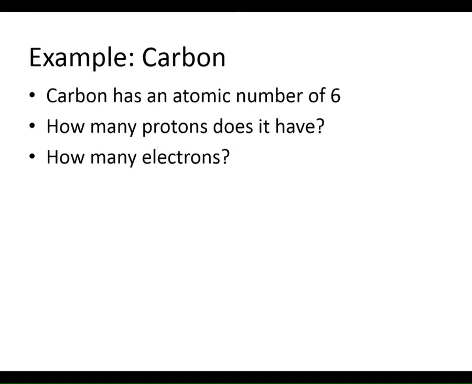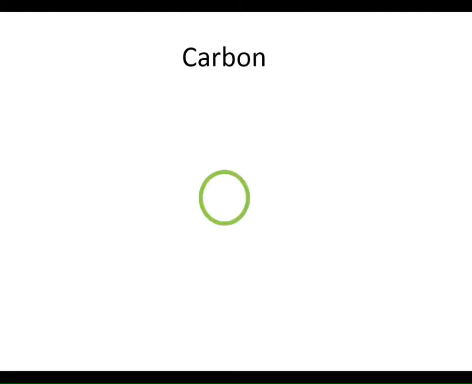So let's use carbon as an example and figure out what this means. Carbon, we know, is the 6th element. It has 6 protons in its nucleus. So how many protons? 6. Atoms are neutral, so how many electrons? 6. So we got that down. Let's draw this step by step. This little green circle represents the nucleus. In the nucleus, 6 protons and 6 neutrons. That's going to be carbon 12, the boring, regular, normal kind of carbon.